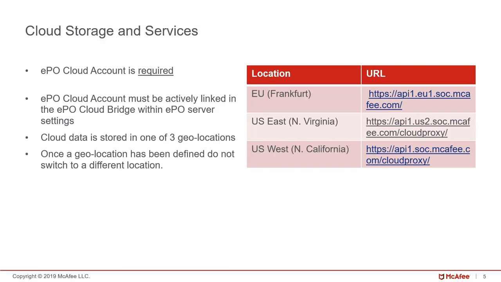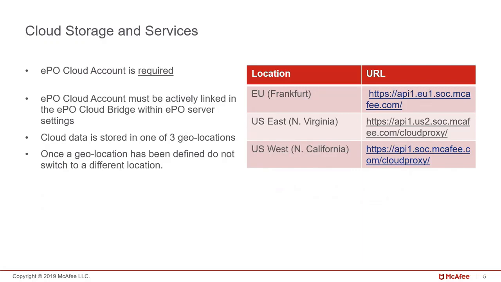Trace data gets stored in one of three geolocations. These are displayed by the URLs to the right. We have the EU, US East, and US West. Each of those locations has independent storage, so it should not be switched after it's initially defined.